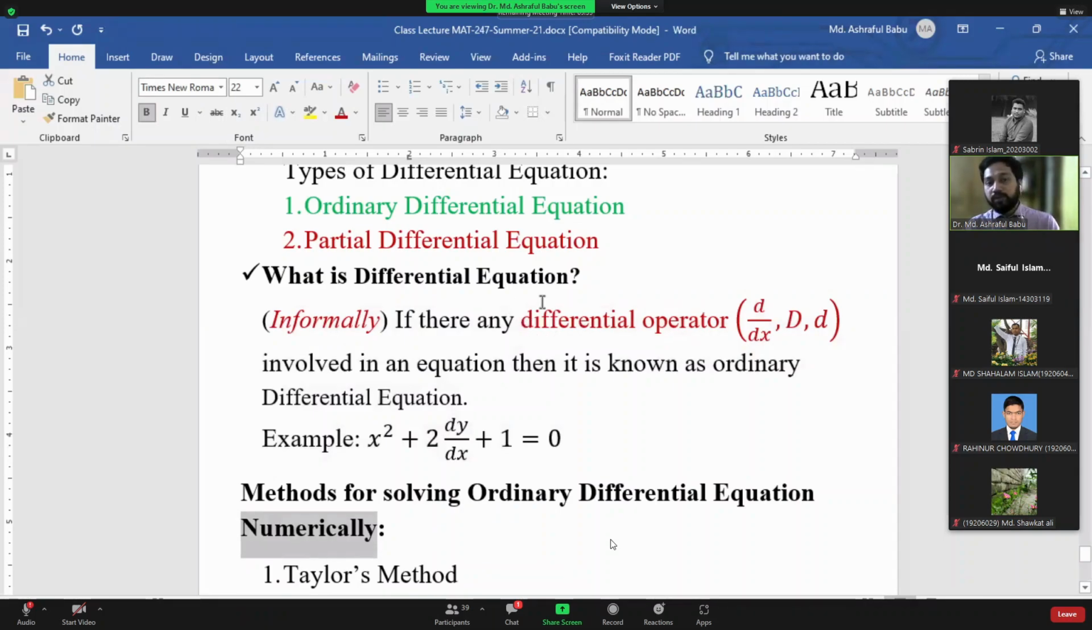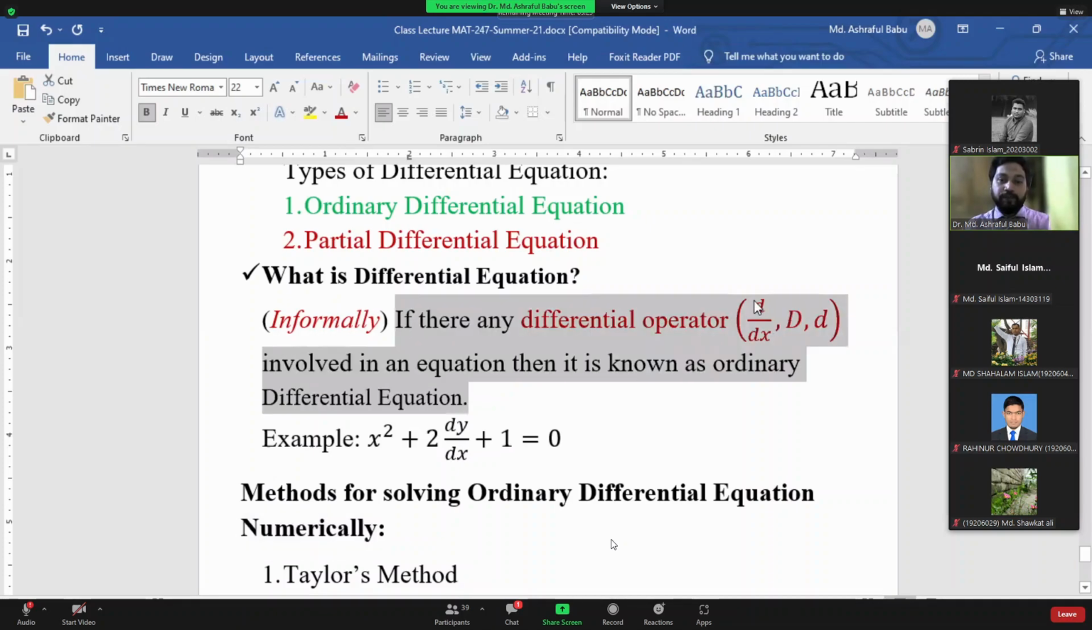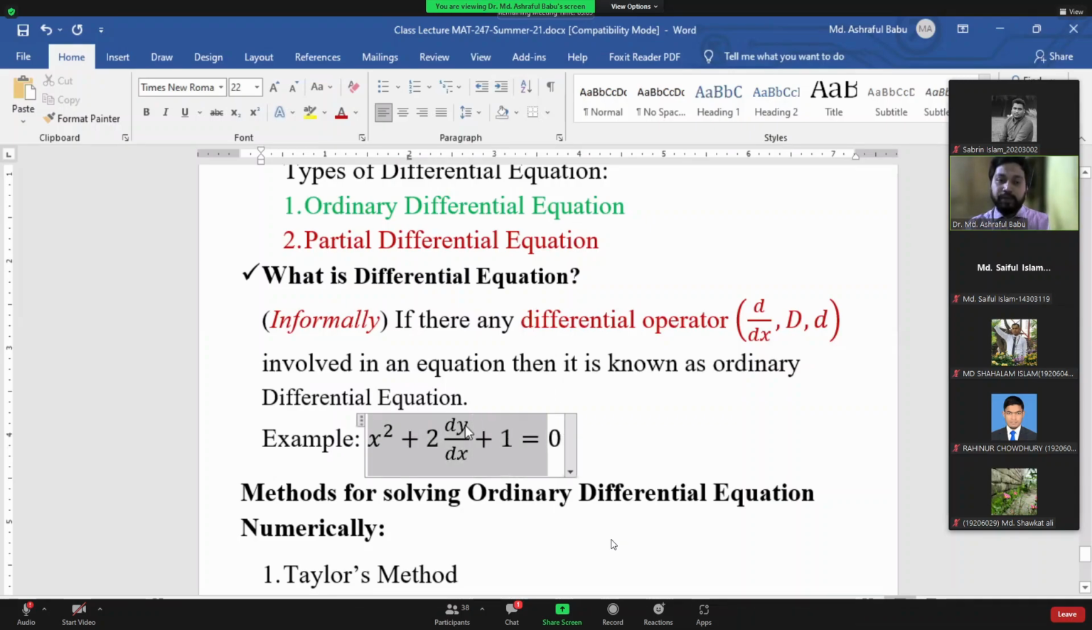If you did this course Math 197, then you already know what a differential equation is. And if you did not, then what is a differential equation? I am saying informally that if you see any differential operator, that is, an ordinary differential operator, d/dx, d or capital D or small d in any equation, then it is called a differential equation or ordinary differential equation. Like this one is an ordinary differential equation because d/dx is involved in here. You get my point?